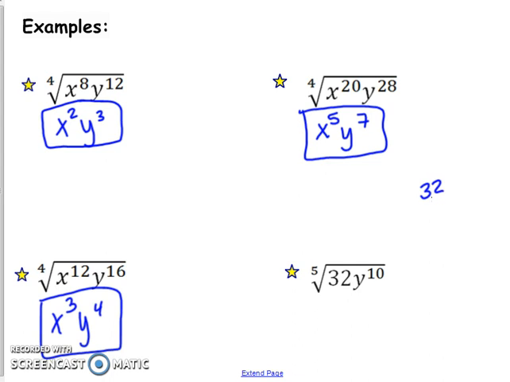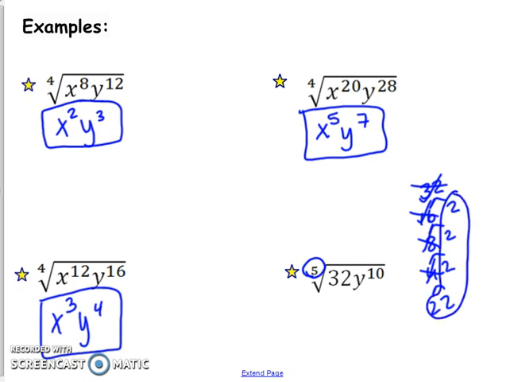Okay, so 32. If we break 32 down, 16 and 2, 8 and 2, 4 and 2, 2 and 2. Again, can't use 32, 16, 8, or 4. We're looking for groups of 5, since my index is 5. So 1, 2, 3, 4, 5, here we go. We have 5 2s. So that's just going to come out as a 2. If there is anything left over, same rules. Whatever's left over goes inside. So 2 is outside. We can divide 10 by 5, so we'd have y squared.